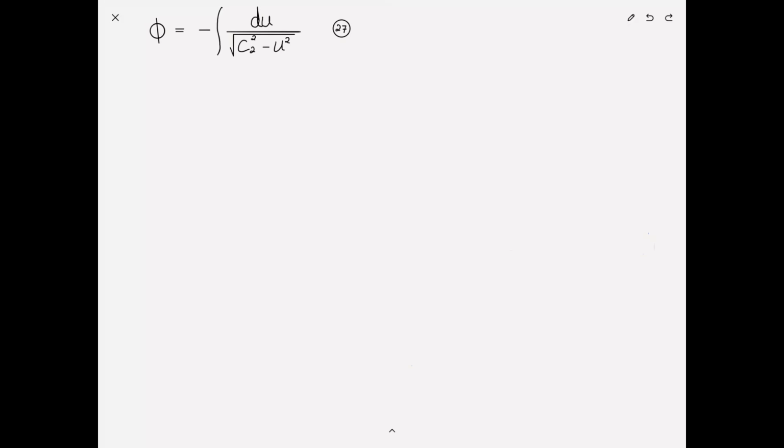Because this is a standard form, and you will typically find an integral in this form in any standard table of integrals. And all you need to do is look it up, or ask ChatGPT, to find that this gives us phi is equal to the arc cosine of u divided by c2 plus c3.